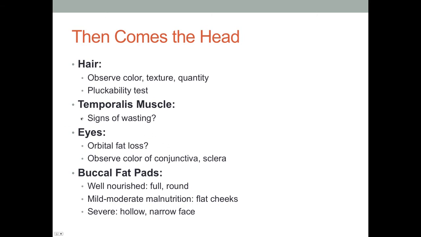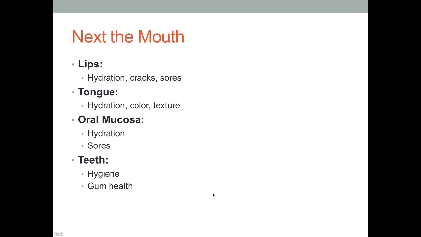Then you could observe hair to make sure it's an appropriate color, texture, quantity. If it looked to be thin, you could do a little bit of a pluckability test gently. You could look at the temporalis muscle at the eyes for orbital fat loss, and then observe the color of the conjunctiva and the sclera. You might look at their buccal fat pads, their cheeks, to see if they're full and round or if they're flat or even hollow. And then you might look at the lips for signs of hydration or any cracking or sores. You also might assess the oral mucosa for hydration.